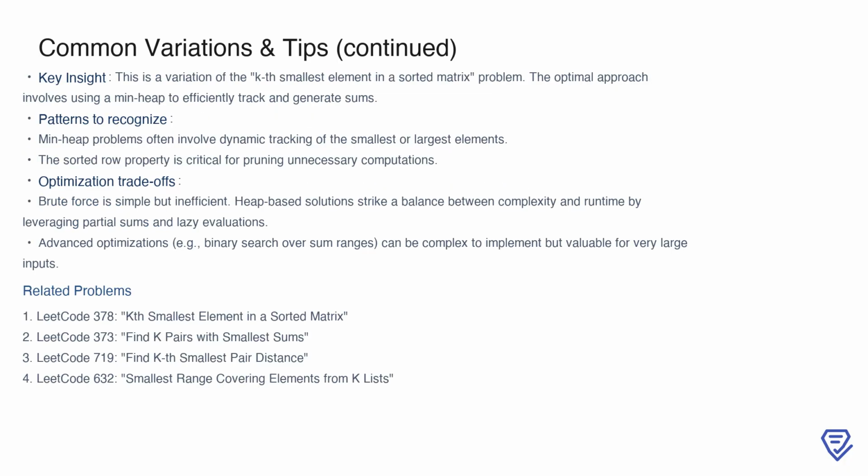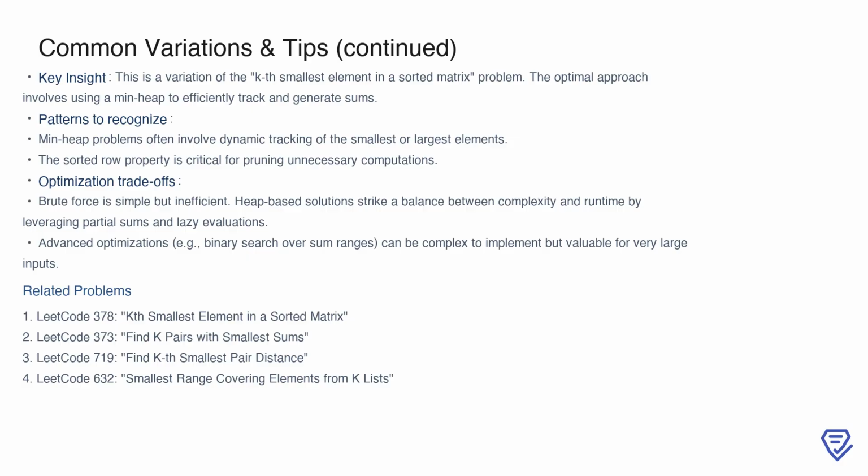This problem can be thought of as a variation of the well-known kth smallest element in a sorted matrix problem. The most optimal approach here involves using a min-heap to efficiently generate and track sums. Recognizing this connection can help you identify patterns common to heap-based problems, which often involve dynamically maintaining the smallest or largest elements. The fact that the rows are sorted is also key, as it allows us to prune unnecessary computations and focus only on the most promising sums.